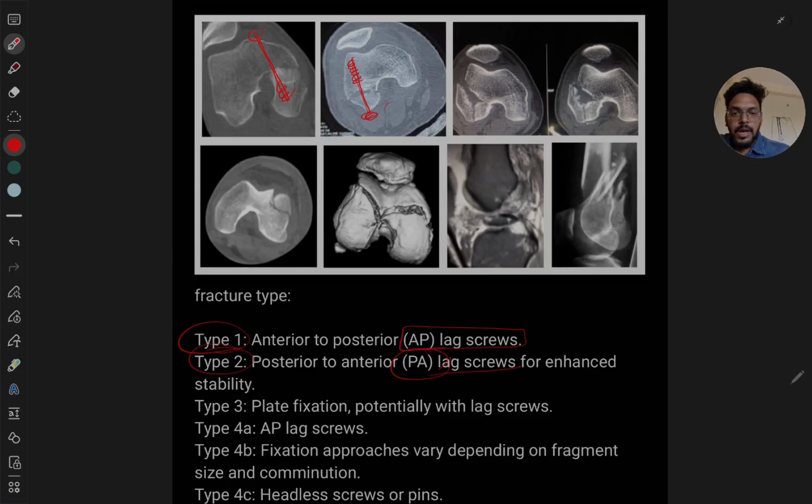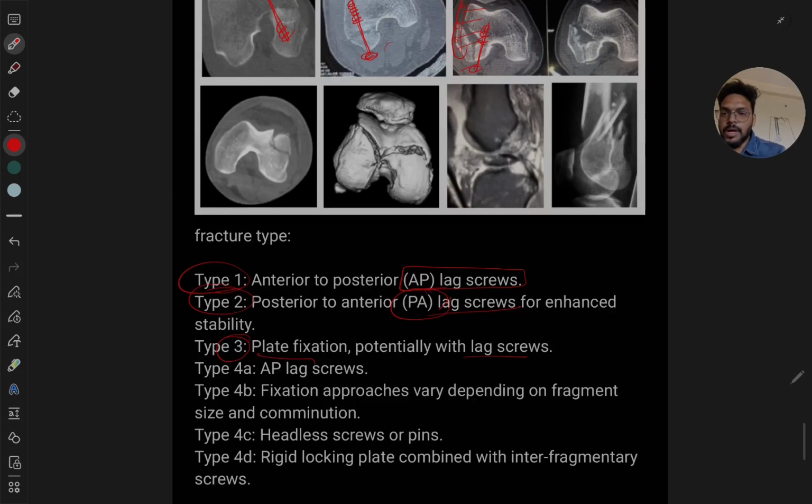For type 3, you have to use a plate fixation, a plate along with lag screws. A plate and a lag screw for type 3. Okay. For type 4A, again simply AP screws can suffice. Anteroposterior lag screws can suffice. For B, depending on the combination and the size, you can put anteroposterior or posterior-anterior screws. Then for an osteochondral fragment, you have to use headless screws.